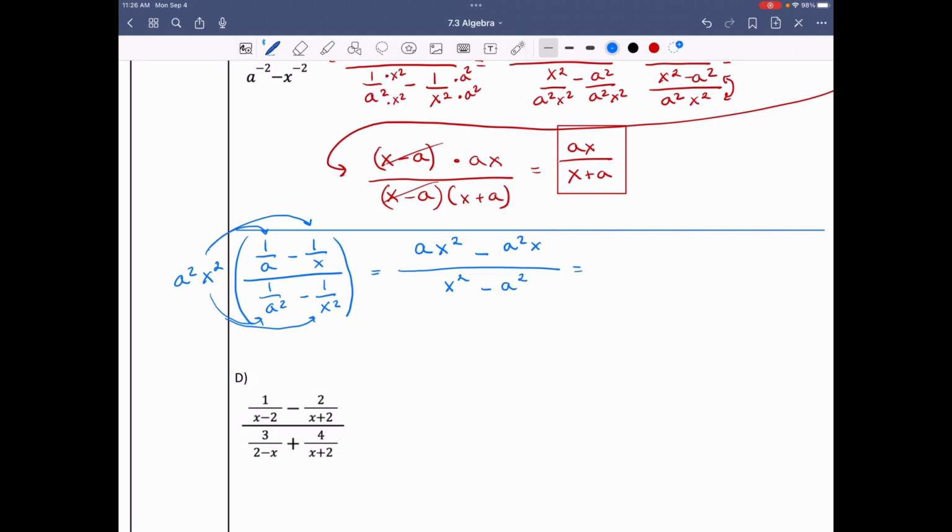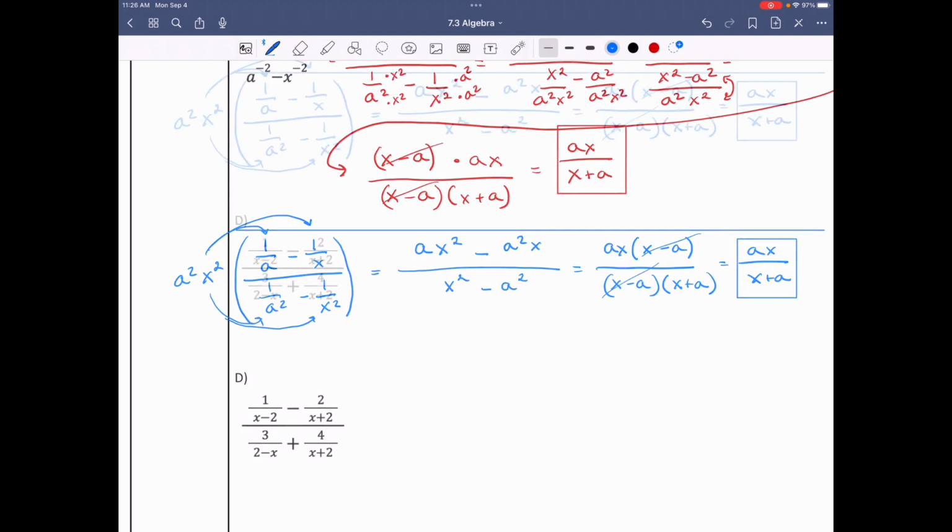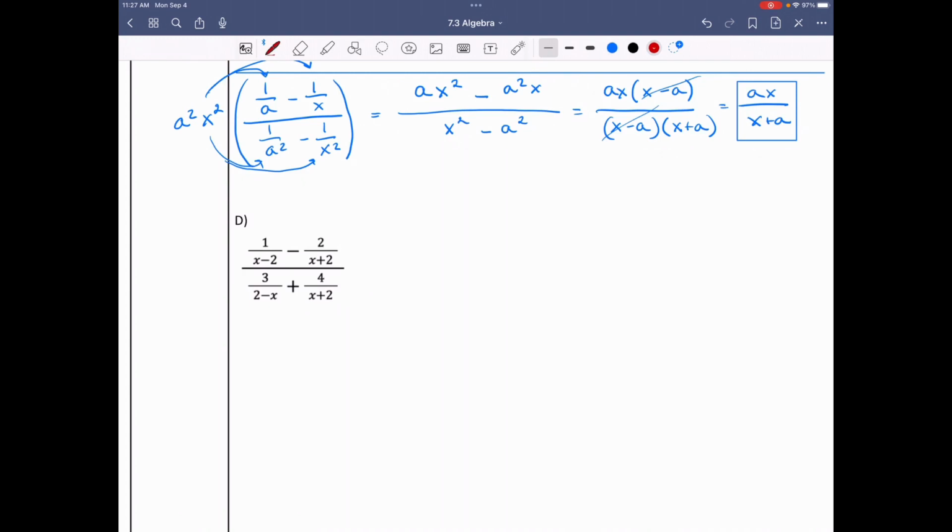Now to simplify this, I have to factor some things out. So in the numerator, I'm going to factor out an ax, leaving us with x minus a. And in the denominator, that's a difference of squares. So I have x minus a and x plus a. We have something that can cancel. So our final answer is ax over x plus a, which is exactly what we got when we did the first method above. Let's try problem D.